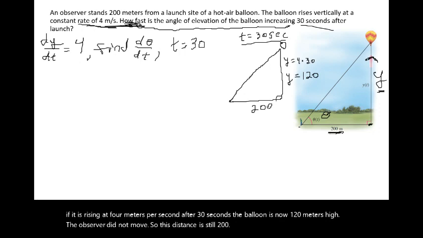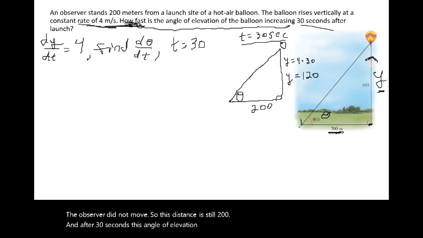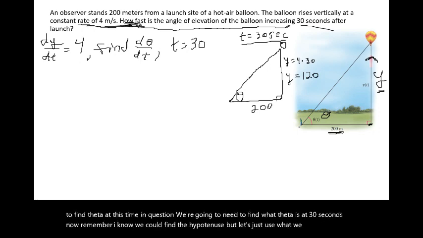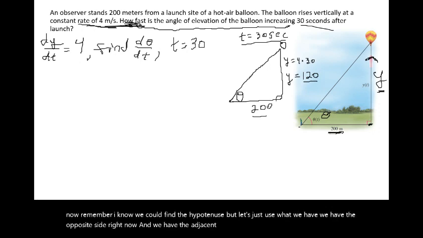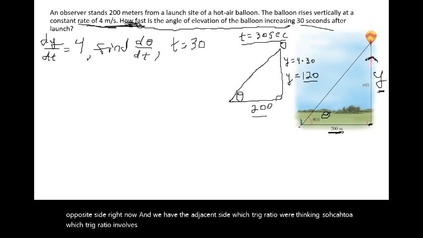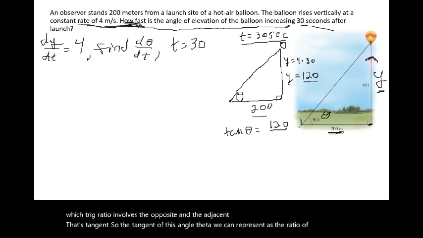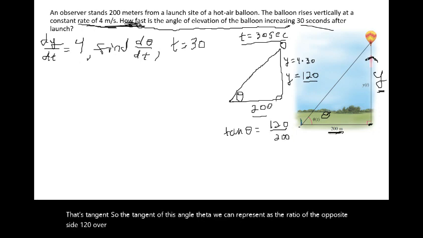And after 30 seconds, this angle of elevation has obviously changed a lot. So we're going to need to find theta at this time in question. We're going to need to find what theta is at 30 seconds. Now remember, I know we could find the hypotenuse, but let's just use what we have. We have the opposite side right now, and we have the adjacent side. Which trig ratio, we're thinking SOHCAHTOA, which trig ratio involves the opposite and the adjacent? That's tangent. So the tangent of this angle theta, we can represent as the ratio of the opposite side, 120, over the adjacent side, 200.